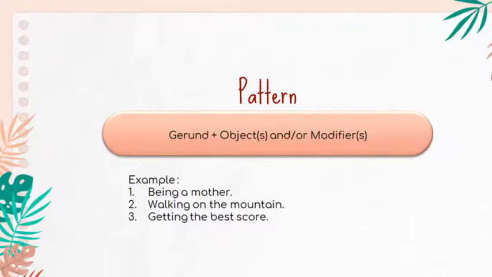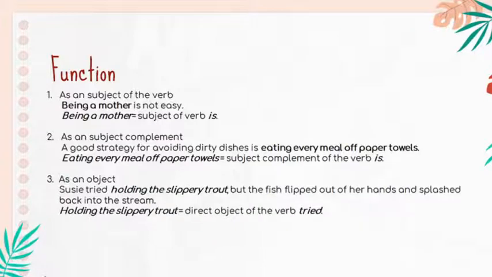Okay, let's learn about the function of gerund phrase. There are three functions of gerund phrase. The first is as a subject of the verb. For example, being a mother is not easy. Being a mother is the gerund phrase, and the function is as the subject of the verb is.